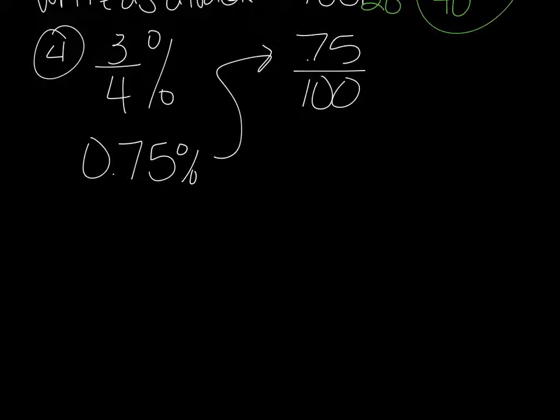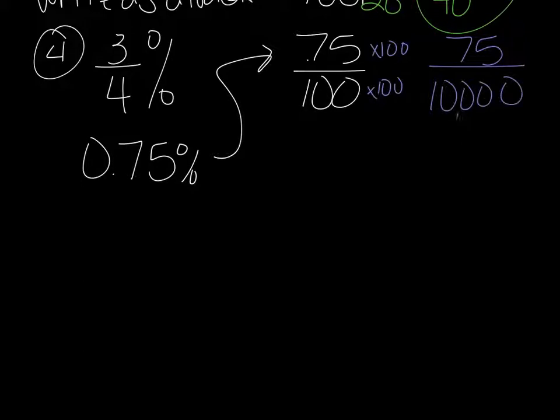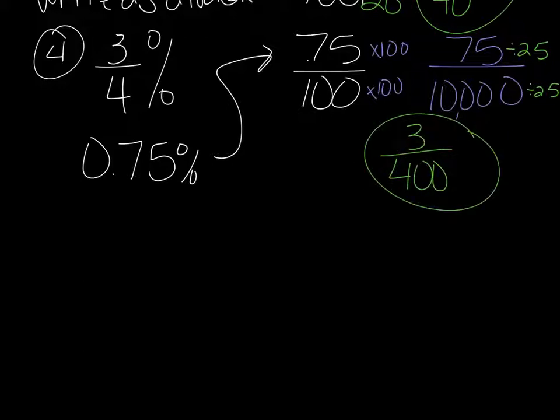Okay, once again, I can't have a decimal in my fraction. Multiplying by 10 isn't going to do the trick because I'll still have a decimal. So what do I have to multiply by? 100, where you need to move it twice. So we're going to multiply the numerator and denominator by 100. So now I have 75 over 10,000. And when we go to reduce that, we can divide out a 25 from the numerator and denominator, and we should end up with 3 over 400.